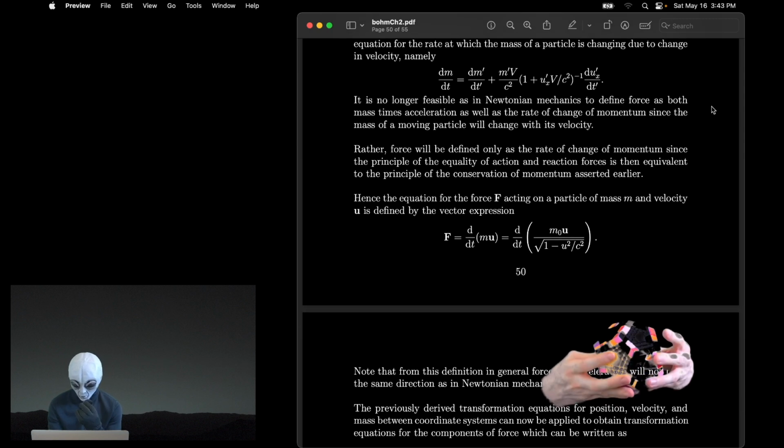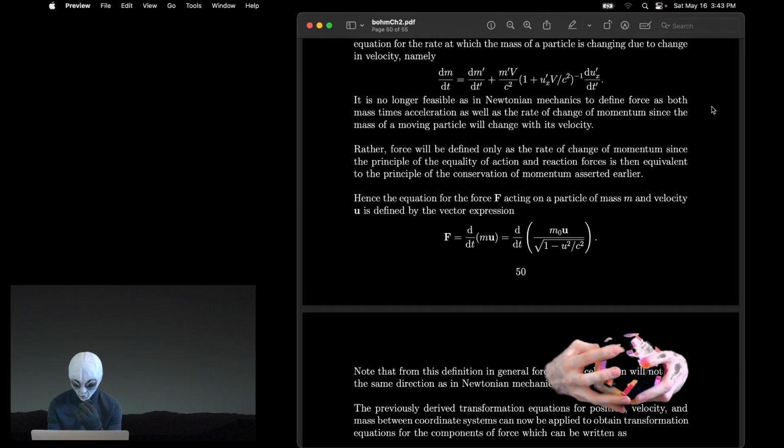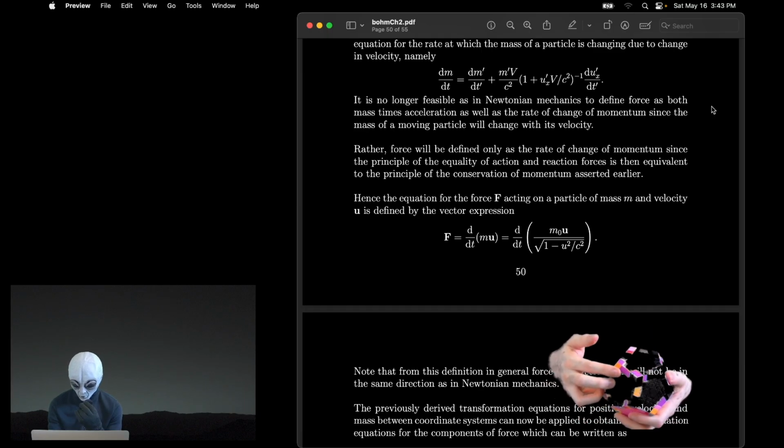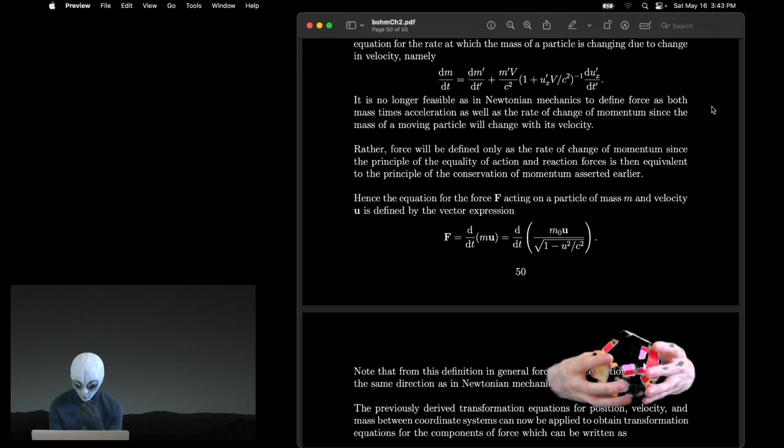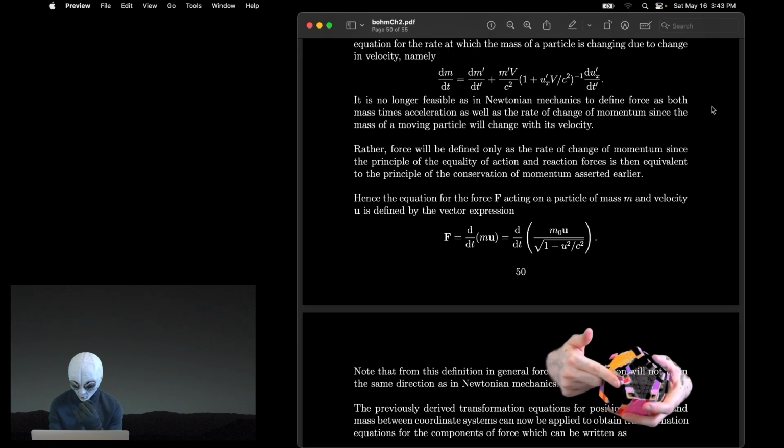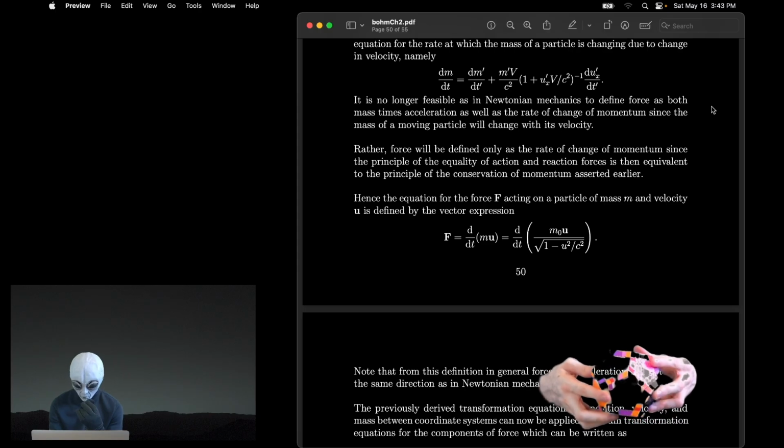It is no longer feasible, as in Newtonian mechanics, to define force as both mass times acceleration, as well as the rate of change in momentum, since the mass of a moving particle would change with its velocity. Rather, force will be defined only as the rate of change in momentum, since the principle of the equality of action and reaction forces is then equivalent to the principle of the conservation of momentum asserted earlier.